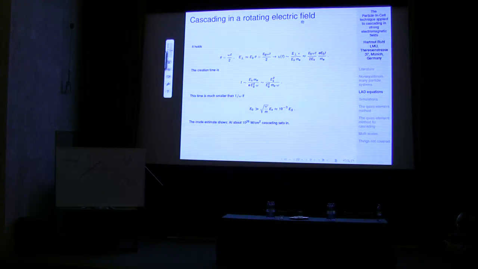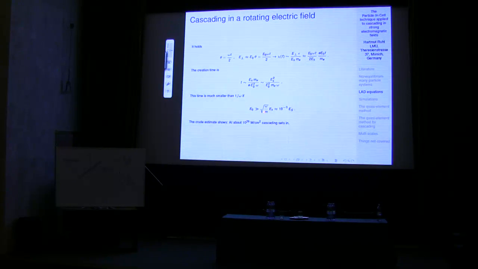This later on is called the creation time. And now we want this creation time to be much smaller than the cycle time of the laser, because we have made the approximation of constant and homogeneous fields, so any process of pair production or radiation emission has to happen instantaneously. And that leads then to an estimate for the field amplitude, E naught, of that rotating field, for which the process might start.